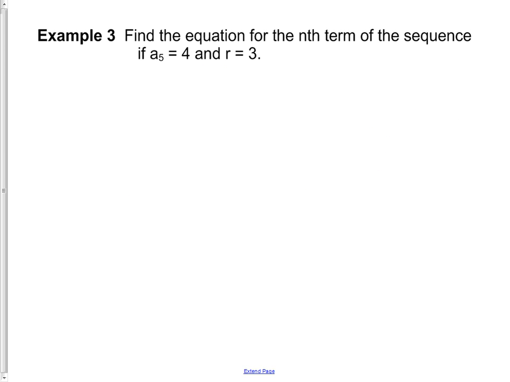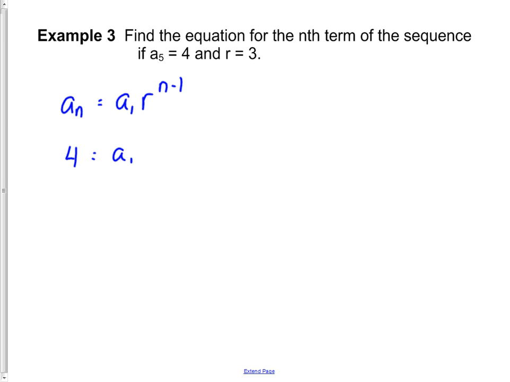Example 3 says find the equation for the nth term of the sequence if a sub 5 equals 4 and r equals 3. So this one will be a little more challenging. Let's go through and write our equation. A sub n equals a sub 1 r to the n minus 1 power. So here I'm finding a sub 5, and I know a sub 5 is 4, equals a sub 1, which is what I want to try to find.